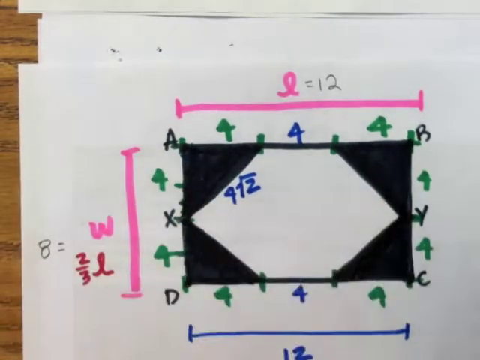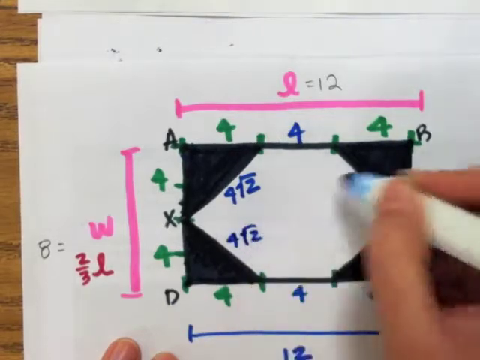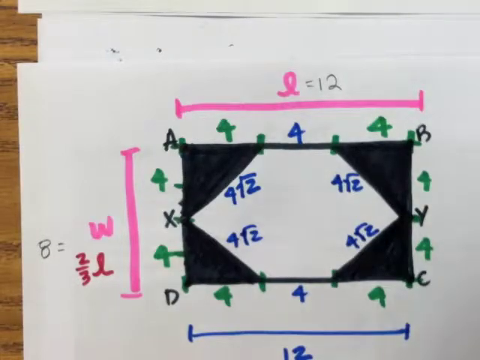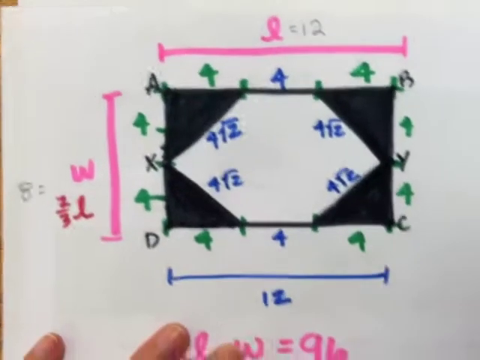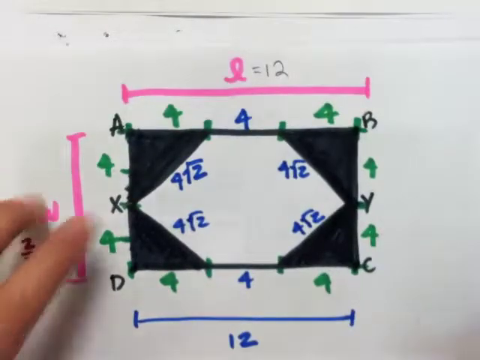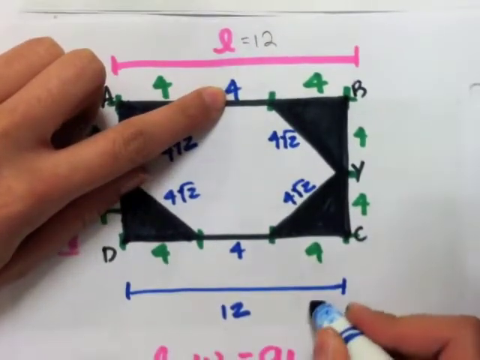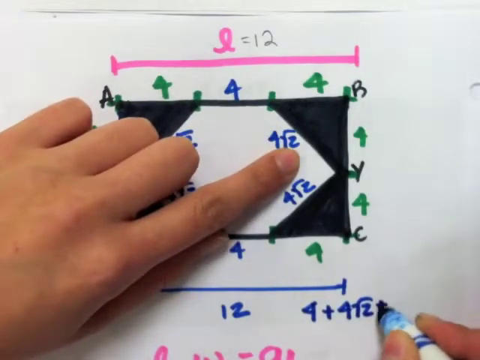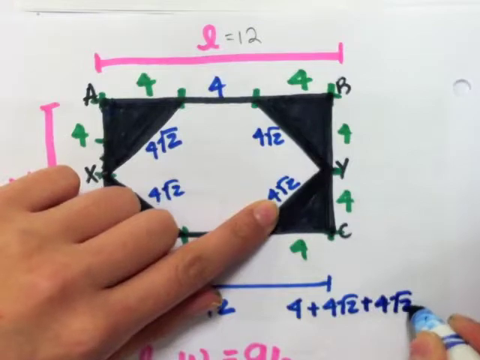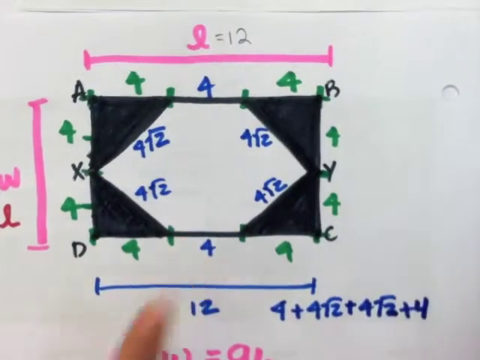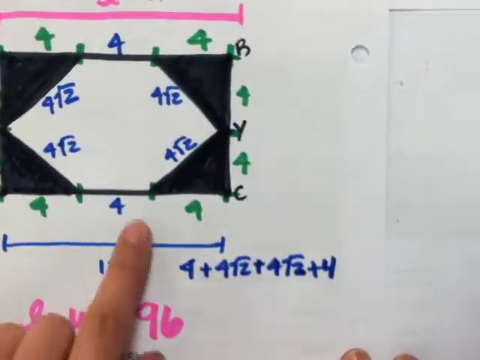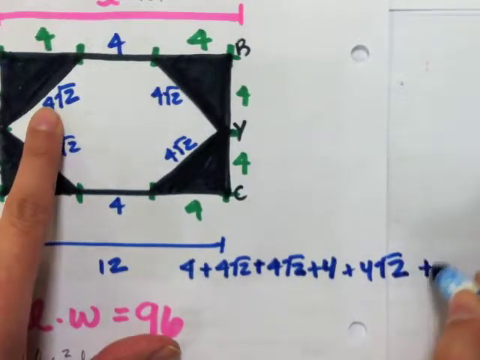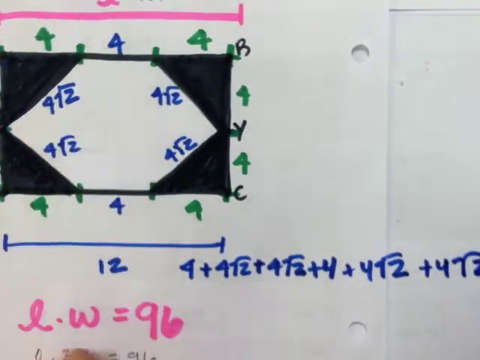Well, all of these are the same, so that means that all of these are going to be 4 square root of 2. So now we know all the sides. Now it's about adding them all. So here we have a 4 plus 4 square root of 2 plus 4 square root of 2 plus 4 plus 4 square root of 2 plus 4 square root of 2. And we already counted that one, so we're done.